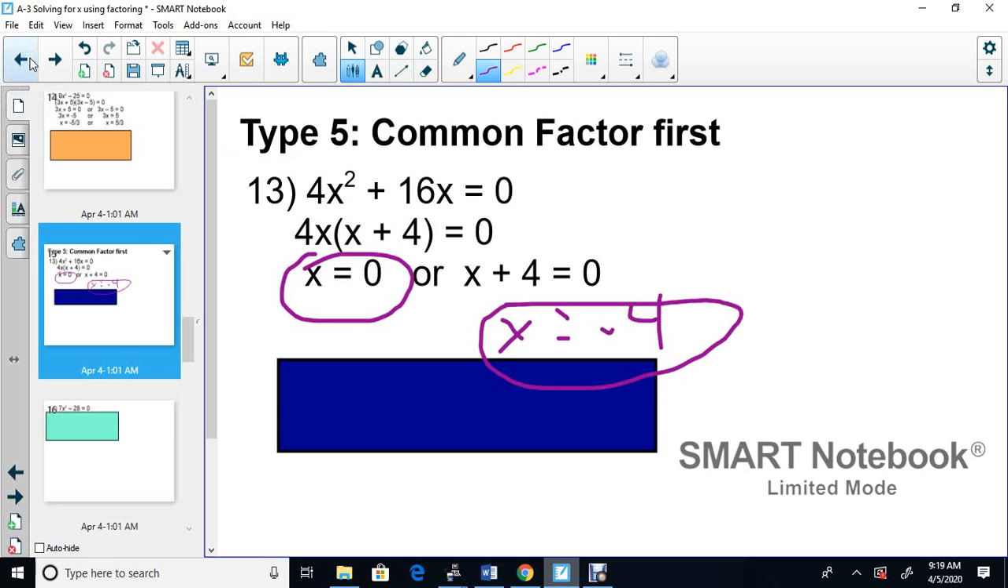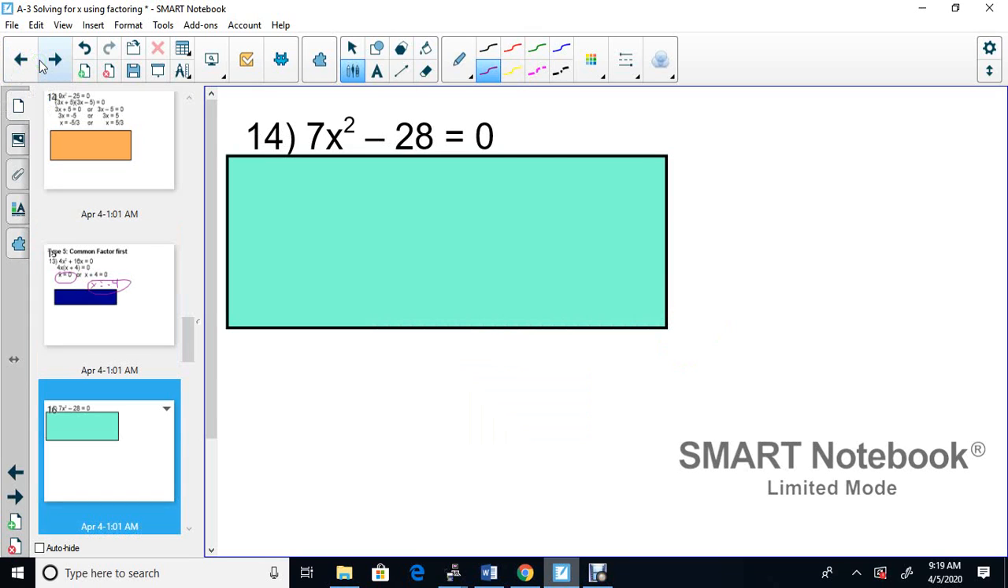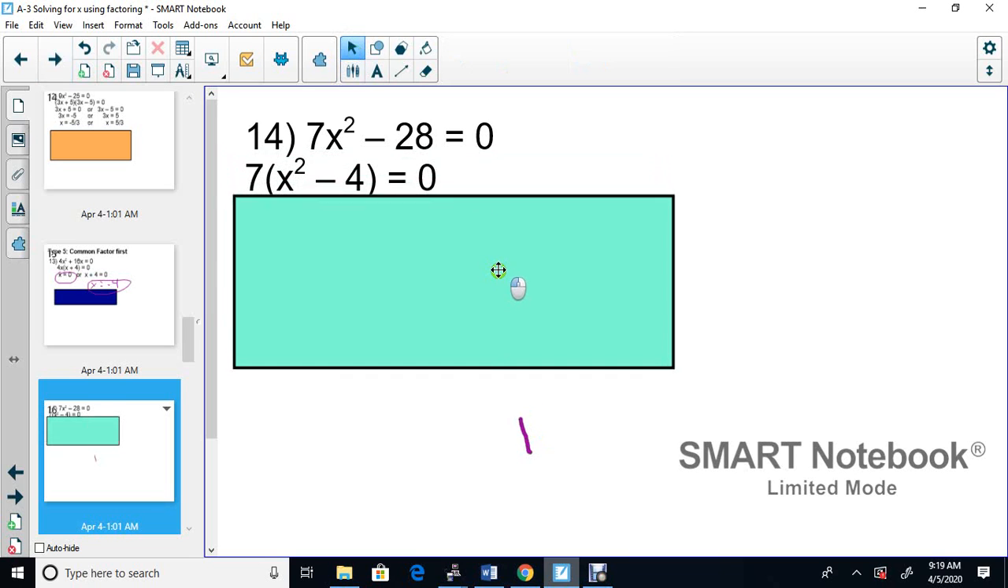Okay, so we went from this one to this one. Let's see how this one's different. So in this particular one, a 7 goes into both those. So we're going to take a 7 out, bring this down, and you're left with x squared minus 4. So 28 divided by 7 is minus 4. Okay, so negative 28 divided by 7 is minus 4.